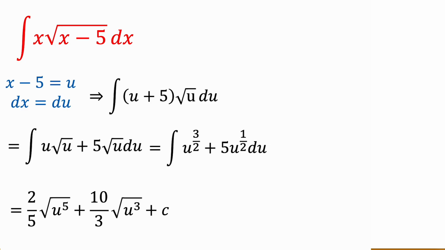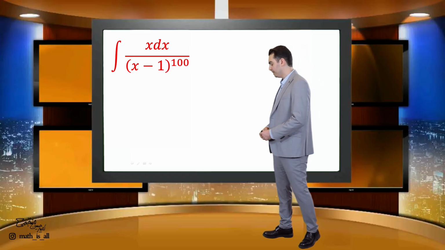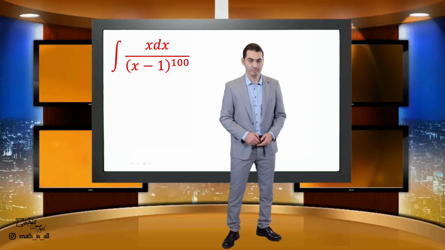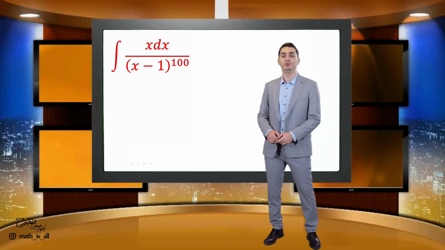I think many of you have solved it. For those who haven't, that's perfectly fine. Let's move to the next question. We had the integral of x dx divided by x minus 1, all raised to the power of 100. Everyone tell me, what exactly should we choose to be our u? Excellent. It's the expression that's directly underneath the exponent. So we're going to set x minus 1 as our u variable.